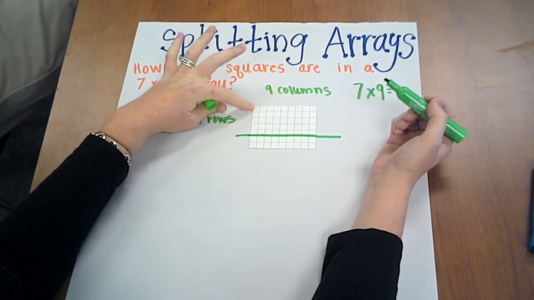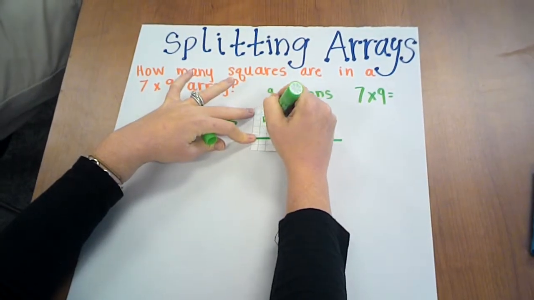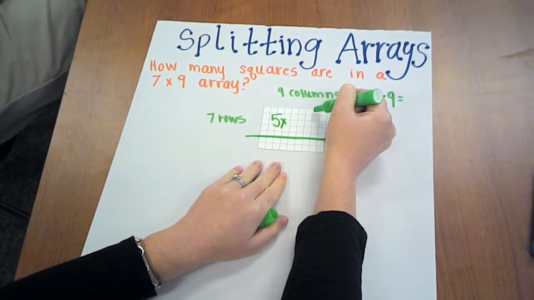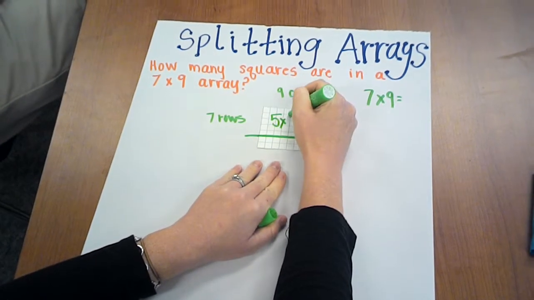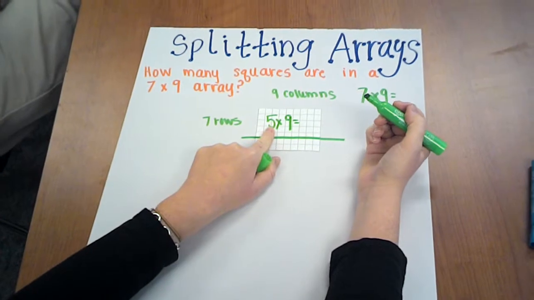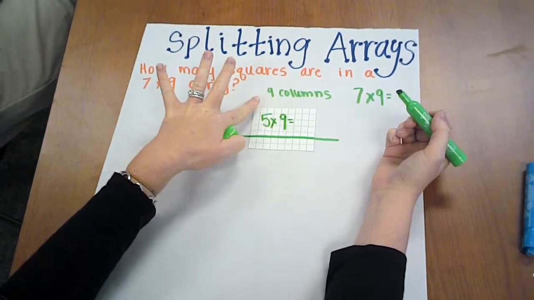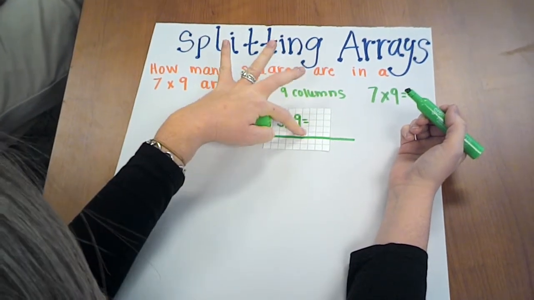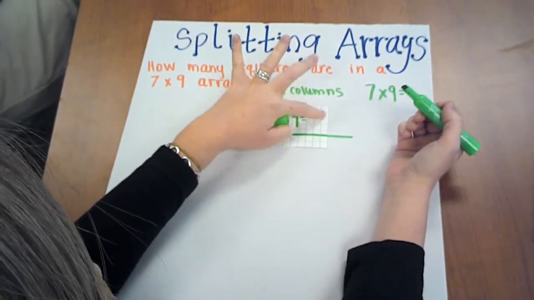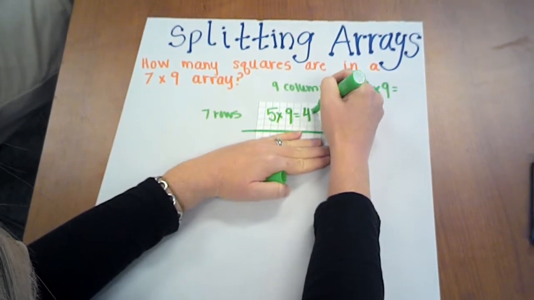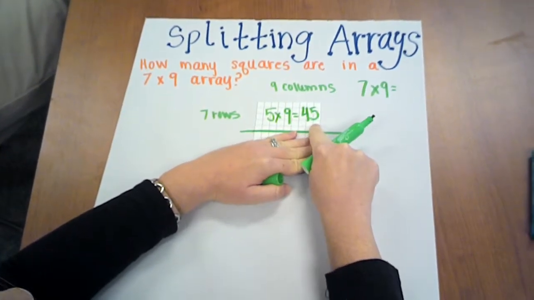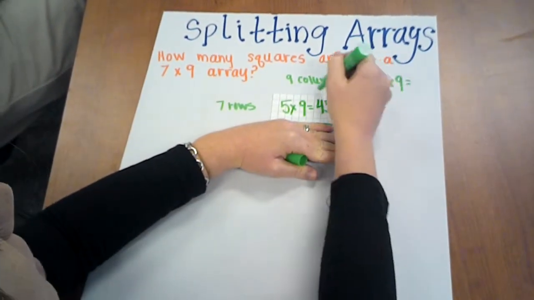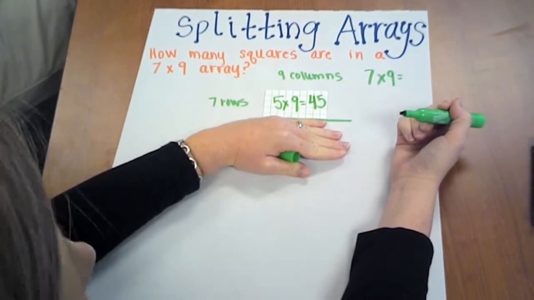So I just split my array into 1, 2, 3, 4, 5 rows of, and I have 1, 2, 3, 4, 5, 6, 7, 8, 9 squares in each row. I know my 5s really well, so we can count by 5s to get there. We have 5, 10, 15, 20, 25, 30, 35, 40, 45. So in a 5 by 9 array, there's 45 squares. I just took my 7 by 9 array and made it a little bit smaller, and found out that there's 45 squares in that section of my array.